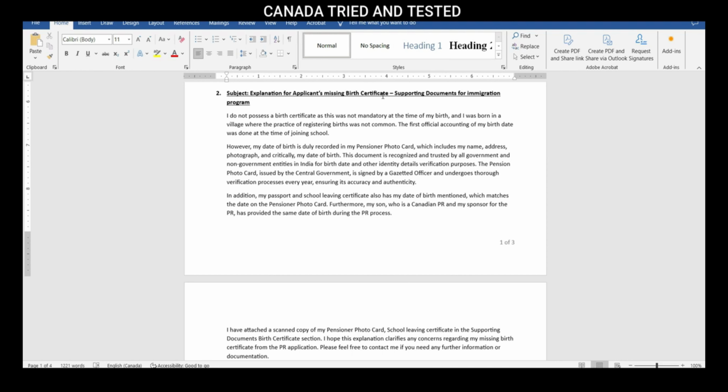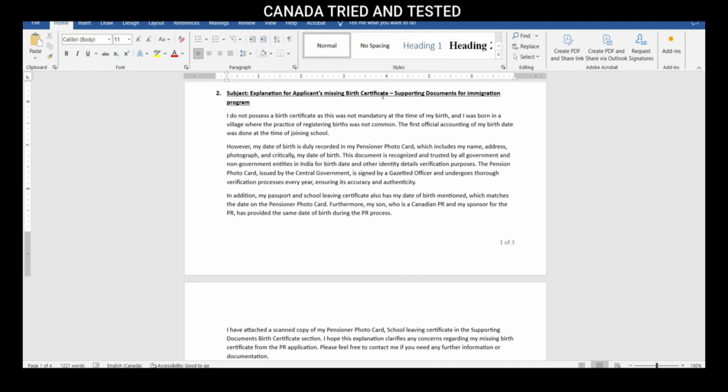I do not possess a birth certificate as this was not mandatory at the time of my birth, and I was born in a village where the practice of registering births was not common. The first official accounting of my birth date was done at the time of joining school. That is what usually would happen. However, my date of birth is duly recorded in my pensioner photo card. That's a government issued ID card which includes my name, address, photograph and, critically, my date of birth.